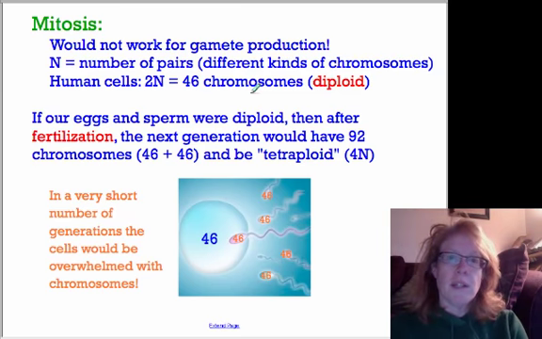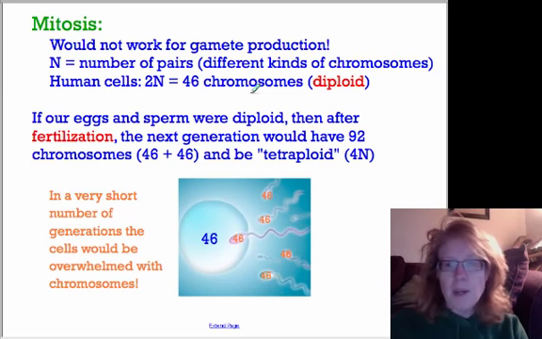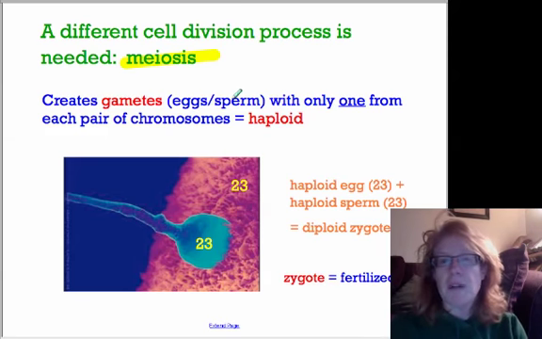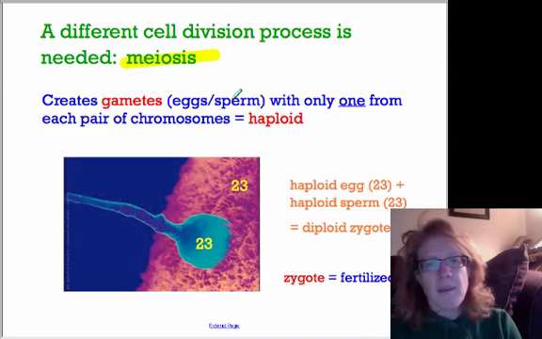It works if a cell needs to make copies, but it doesn't work for sexual reproduction, where we're trying to bring cells from two different individuals together to make a new offspring. So for that kind of reproduction, a different process is necessary, and that process is called meiosis, M-E-I-O-S-I-S. It sounds really similar to mitosis, so be careful how you say it. Meiosis results in the production of gametes. Gametes are eggs and sperm, eggs being the female gamete, sperm being the male gamete.